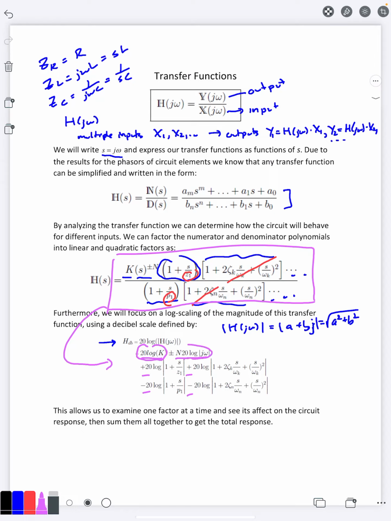Then we can say, what is this next one term going to do? And we can add that in. And then what's this next term? So instead of trying to figure out from this big, whole complicated rational function what's going on, by doing logs here, we can look at each part separately and simply add the results together. And that's going to make it much easier to try to figure out what's going on in our problem.